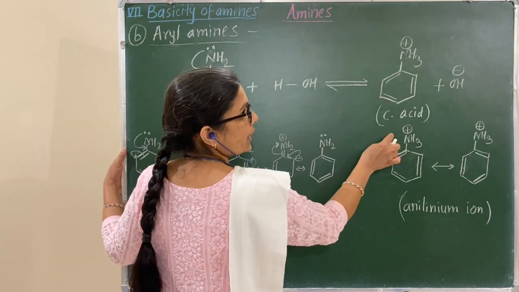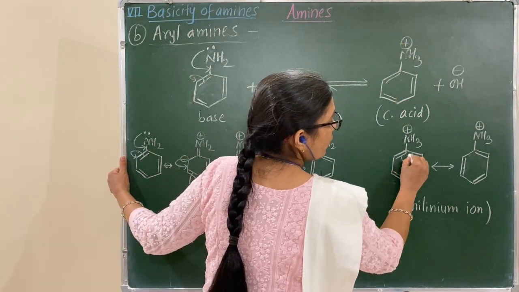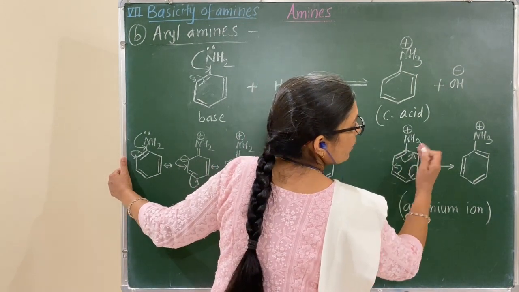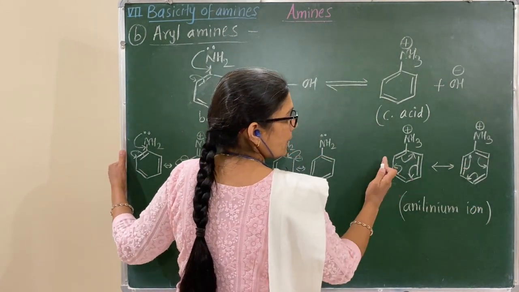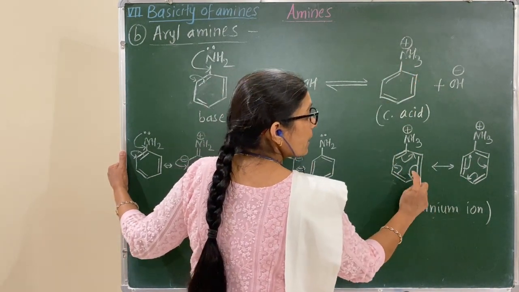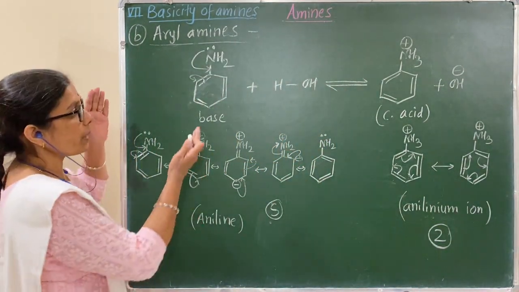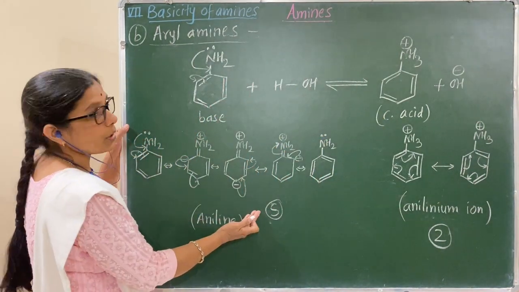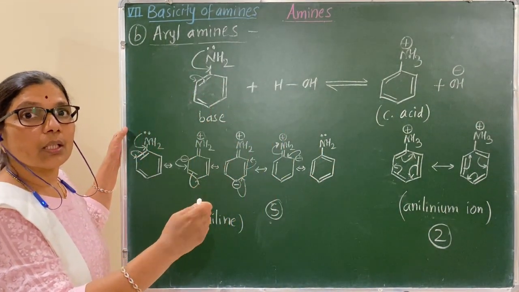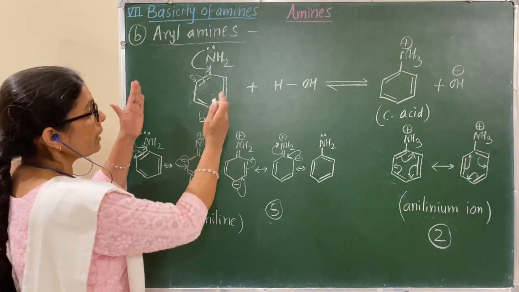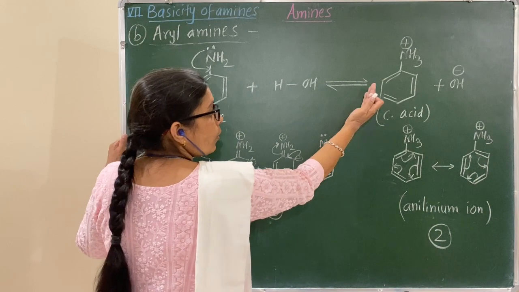Now consider the stability of this conjugate acid. See here, on nitrogen positive charge, these pi bonds are available and undergo resonance. You know, this resonance shifted here to form this structure. Again, this shifted here and this structure is converted into this. That is, this anilinium ion is stabilized by two resonance structures. Now, which one is more stable, this or that? It is stabilized by 5 resonance structures. It has 2 resonance structures. More and more canonical structures, more and more resonating structures, more will be the stability. It means that this is more stable than this, this is less stable. Means this reaction is more and more towards the left.